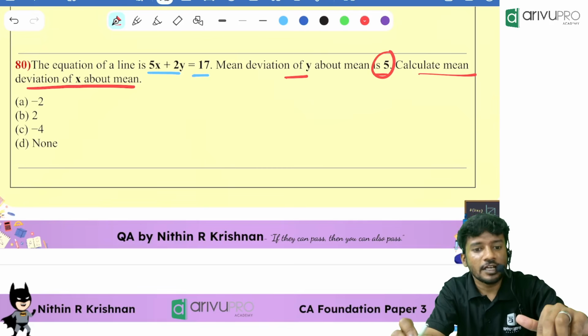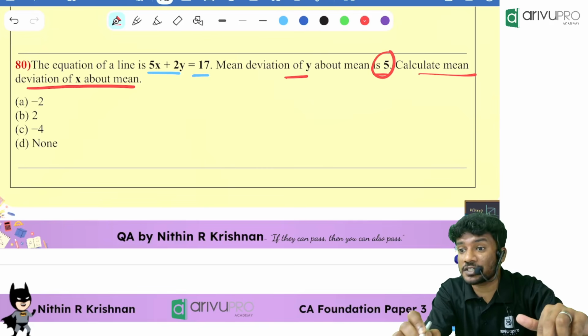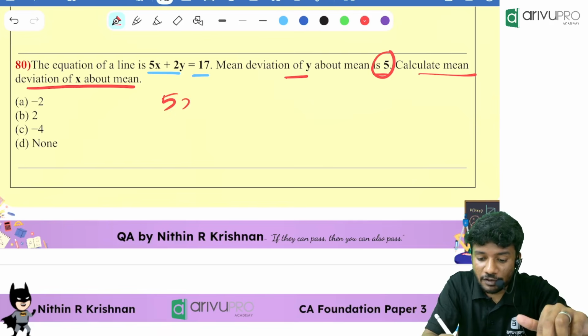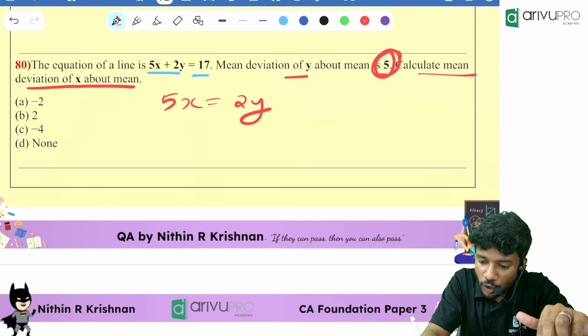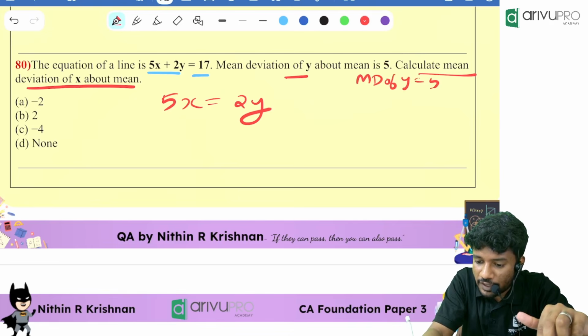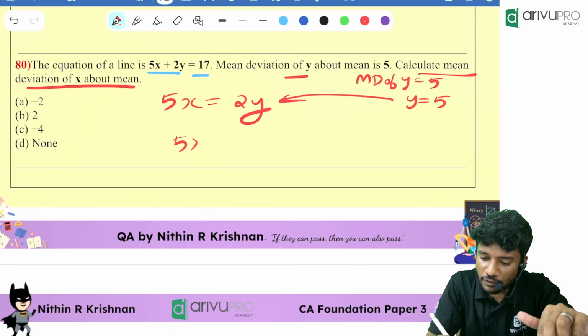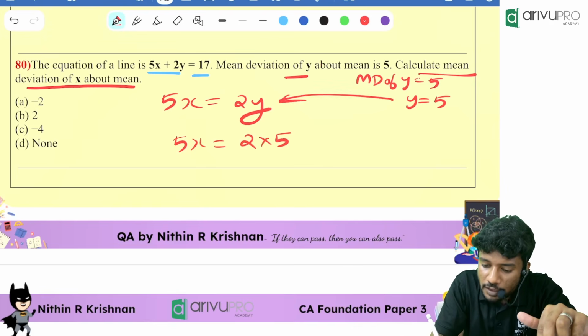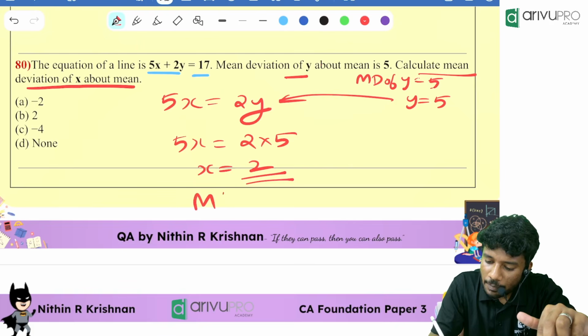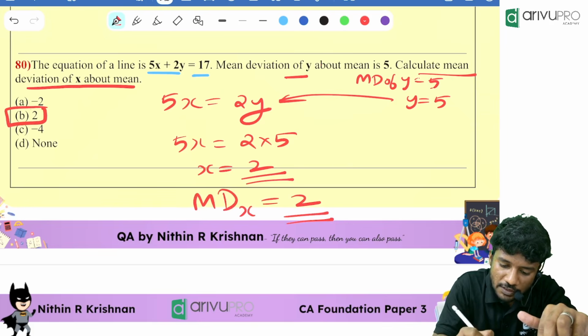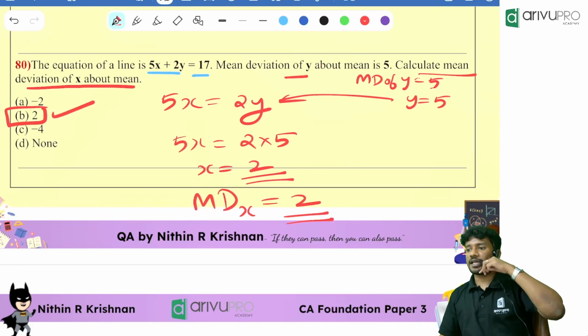Now people, whenever the question is based on dispersion, you will do what? You will directly write 5x is equal to 2y. Instead of y, you will put what? Mean deviation of y is given. Mean deviation of y is equal to 5. That means you will put y is equal to 5 over here. 5x is equal to 2 into 5. x is equal to how much? 2. That means mean deviation of x is equal to 2. Option B is the answer.